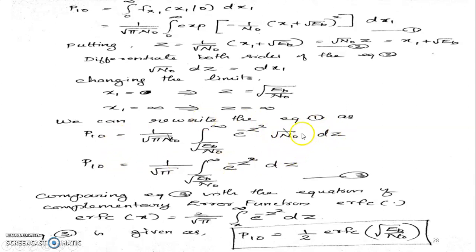We have changed the integration based on the variable z. So here root n0 cancels, and we get the expression P10 as 1 by root pi integral root eb by n0 to infinity e raised to minus z square dz.